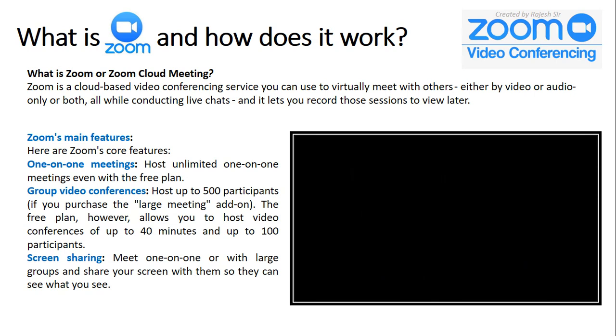Zoom's main features. Here are Zoom's core features. One-on-one meetings. Host unlimited one-on-one meetings even with the free plan. Group video conferences. Host up to 500 participants if you purchase the large meeting add-on. The free plan, however, allows you to host video conferences of up to 40 minutes and up to 100 participants. Screen sharing. Meet one-on-one or with large groups and share your screen with them so they can see what you see.